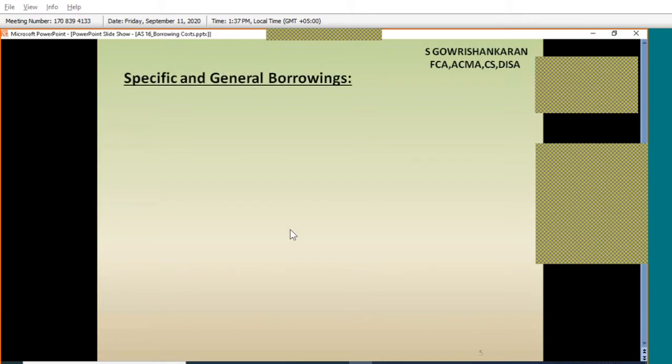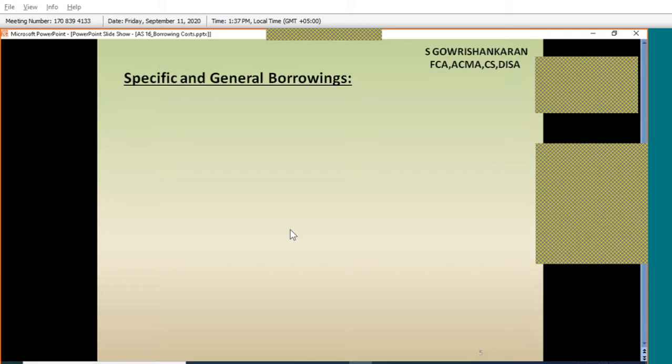The next thing is, again, all these things will be useful for 1 mark or theory purposes also. Specific and general borrowings. You know what is a qualifying asset, you know what is accounting treatment, you know what is recognition. This is part of the A section only. I will capitalize interest when I borrow for my qualifying asset. Then the types of borrowing are specific and general borrowing.